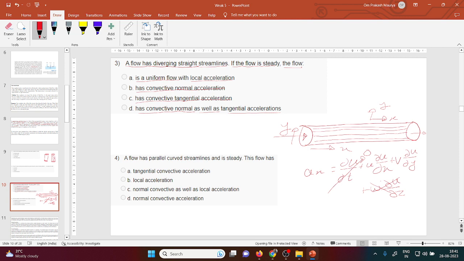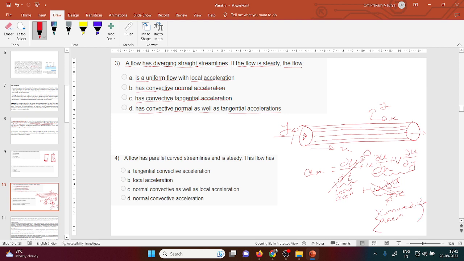The water is flowing only, the convective acceleration here. Now I want to tell you, del u by del t is known as local acceleration, and all these terms combined are known as the convective acceleration.